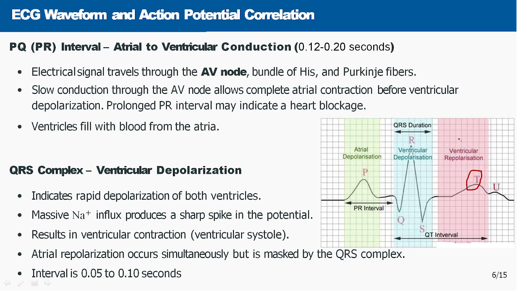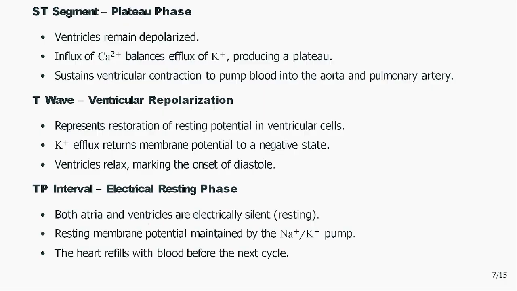This T wave gives you ventricular repolarization, meaning the whole blood which is present in the ventricle has been pumped away, and now repolarization has started. It represents restoring the resting potential of the ventricular cells, and a potassium efflux returns membrane potential to a negative state. Then ventricles relax, marking the onset of diastole. So this process is called diastole. The T wave maps to diastole.